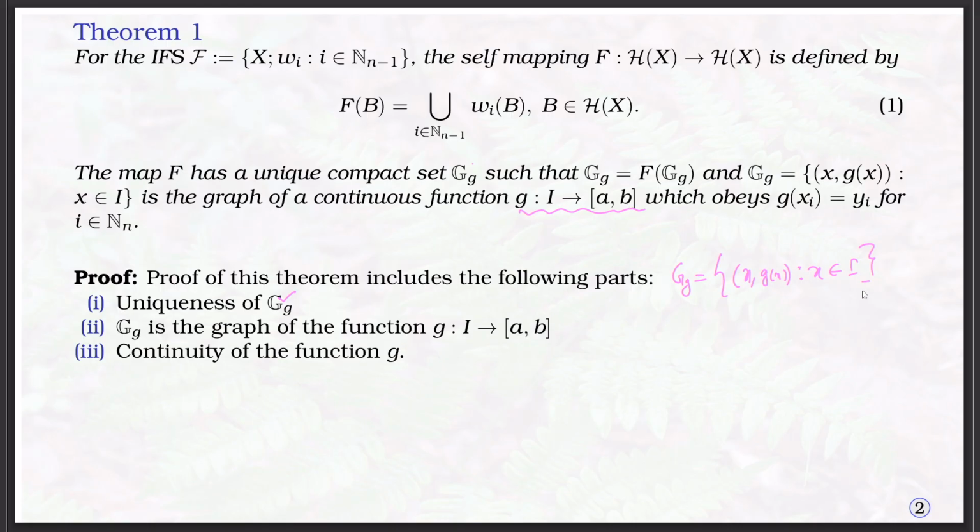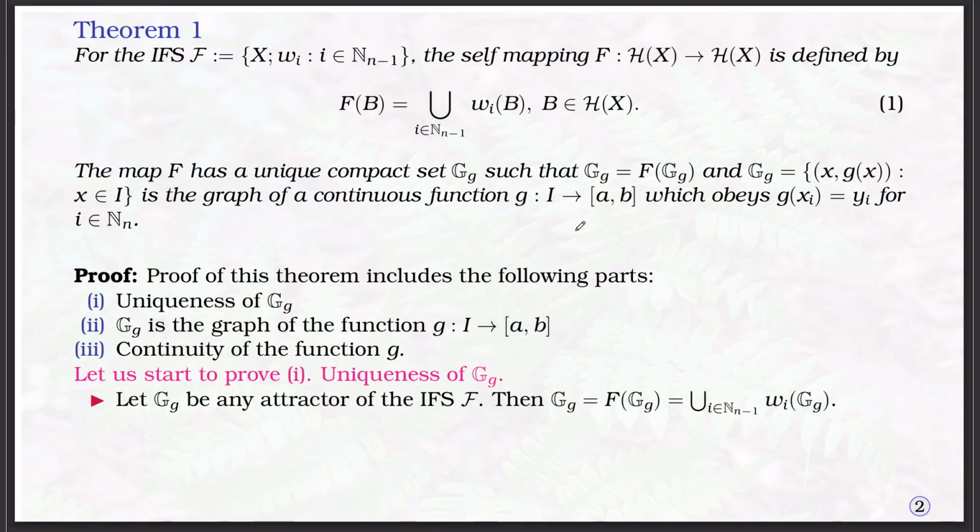Now we need to prove that this graph is unique. First we need to show the uniqueness of G, the graph of g, so we give the notation G of g, that means the graph of g, and we need to prove that it is the graph of a function. Then we need to prove that the function g is continuous. First, the uniqueness of the compact set; then we need to show that this is the graph of the function g; then we need to prove the continuity of g.